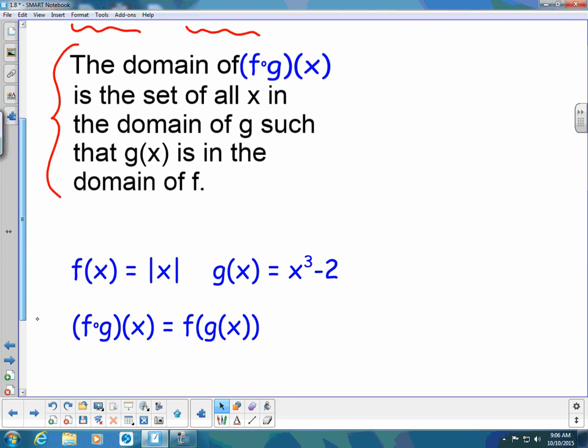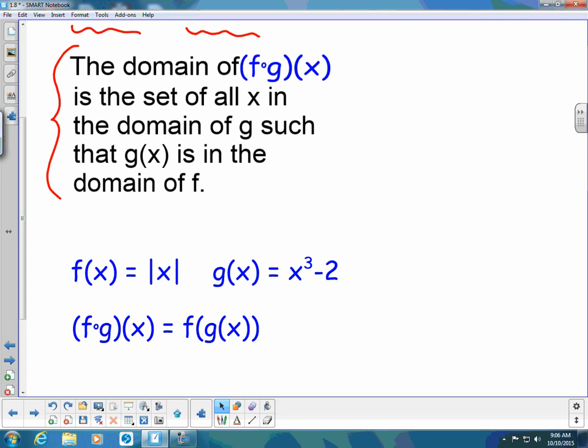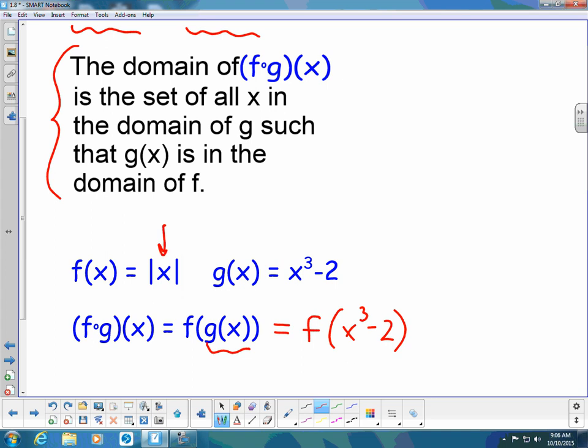Let's do a few more examples. If f of x equals the absolute value of x and g of x equals x cubed minus 2, and I want to find f of g of x, what am I plugging in? My g of x function, x cubed minus 2. I plug x cubed minus 2 into the f function wherever I see an x, so that's equal to the absolute value of x cubed minus 2.